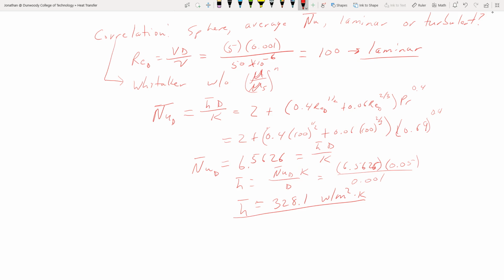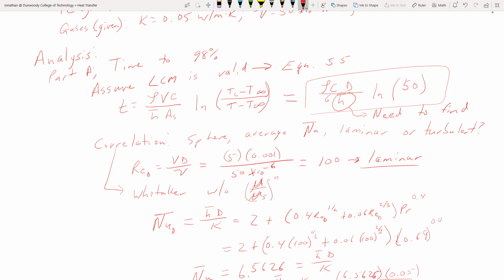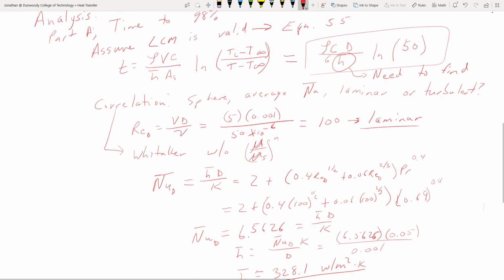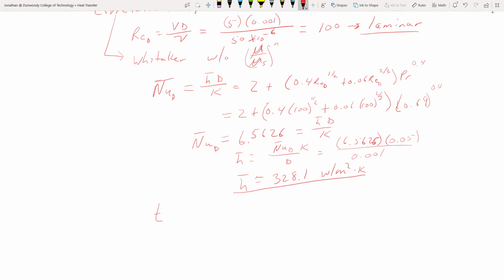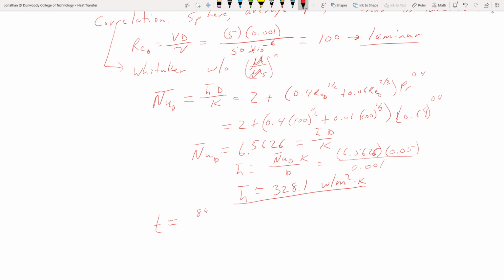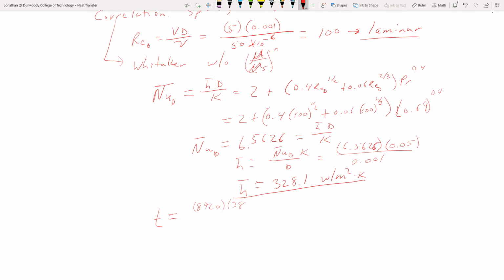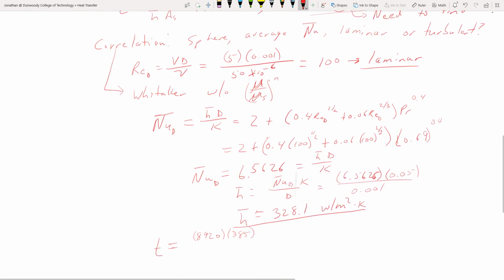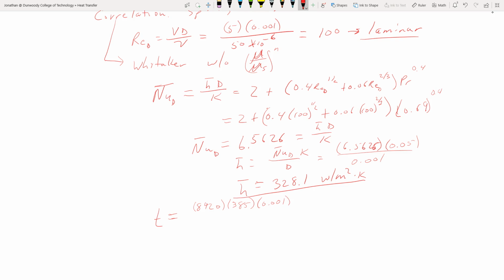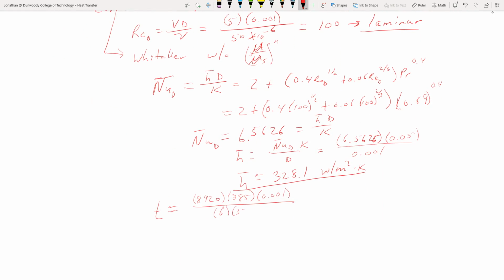All right, so all of that, what do we do with that now? We go back, where do we need that? We needed that back up here in our time from the lumped capacitance. So we're going to plug that in. So what do we have? We have rho, which is 8920, I believe, times C, which is 385. Yes. And then we multiply by D, which is 0.001, excuse me. And then we divide by h and 6, right? So we divide by 6 times 328.1. And we multiply that by the natural log of 50.